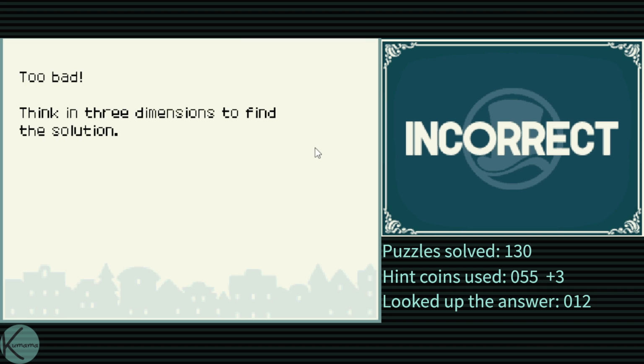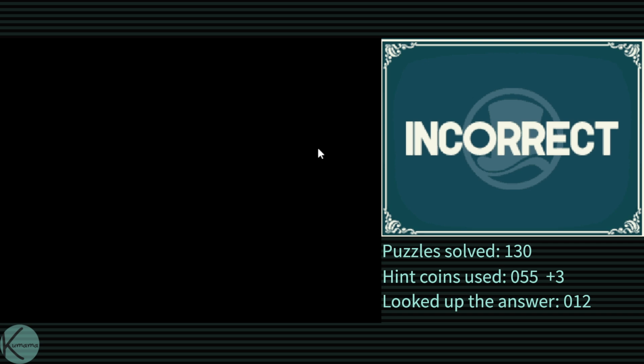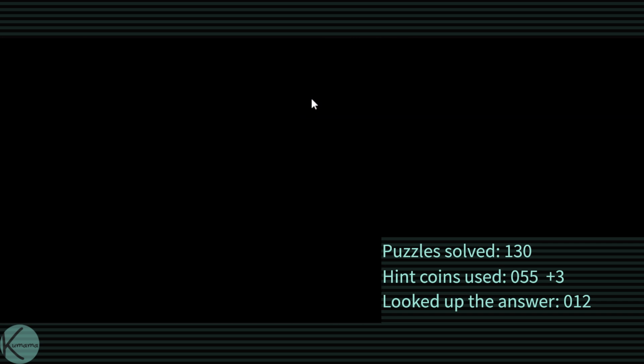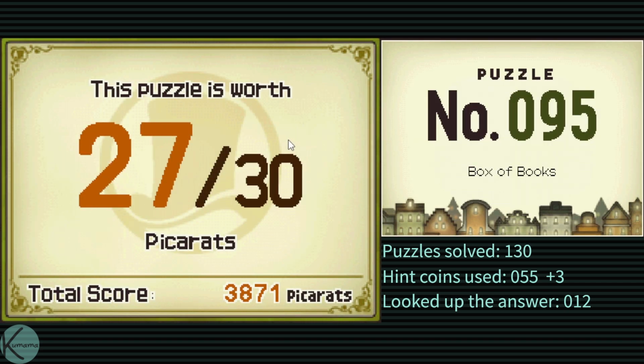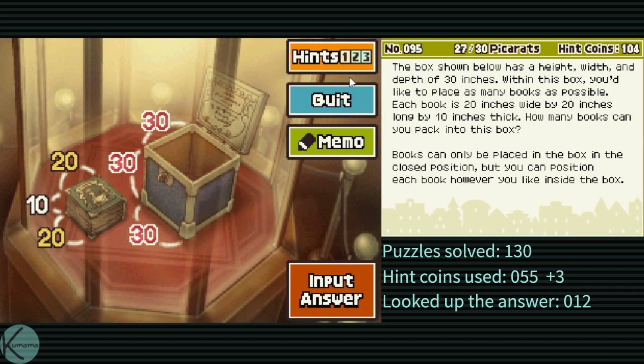Okay. This is going to be just like the tiles. I suppose you can't win them all. Think in 3 dimensions to find the solution. I'm trying! It's hard. My little brain doesn't work like that.